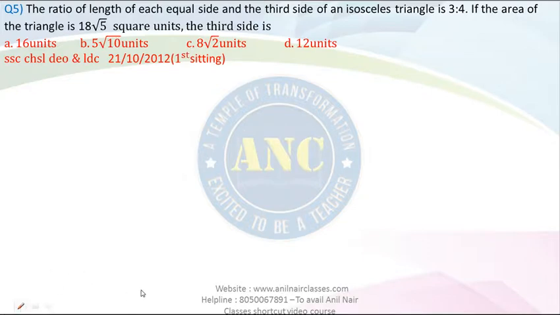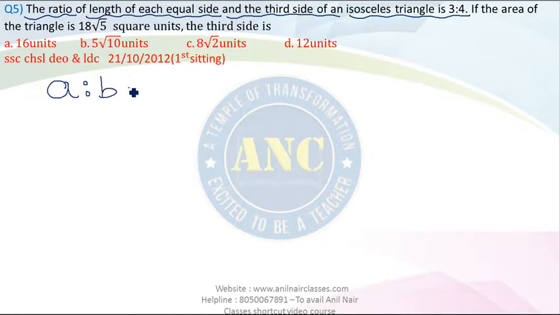Next question says, the ratio of the length of each equal side and the third side of an isosceles triangle is 3:4. Each equal side length is A, unequal side is B. This ratio is 3:4. Sir, is it defined already? Should it by default be taken as A and B itself? No, I am taking that convention for your better understanding.